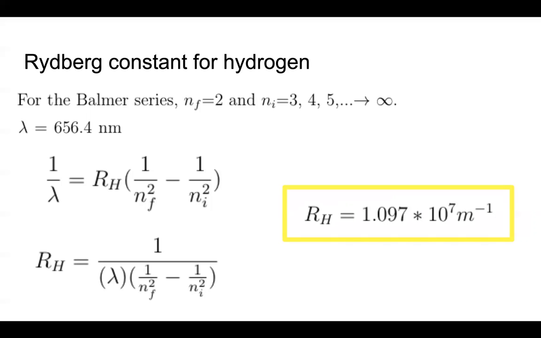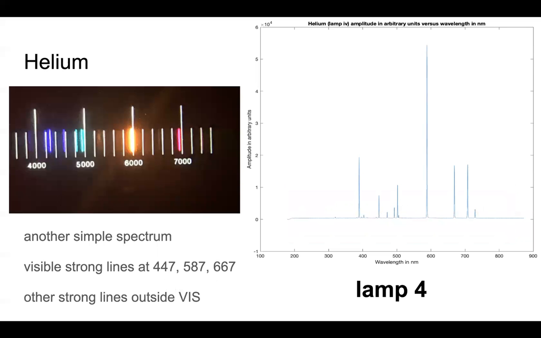So that's good. And next, we need to identify helium, which is another simple spectrum, a little bit more complicated, and it has some strong lines. For example, at 447, 587, 667 nanometers. And there are other strong lines outside the visible range, but these are really the characteristic lines, and a couple others as well for helium. And we match this with lamp 4.